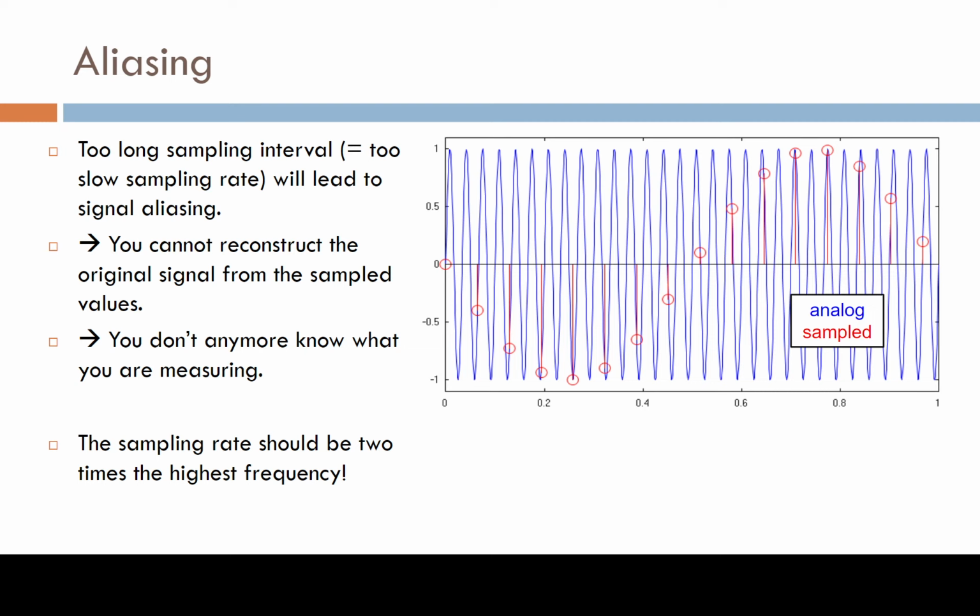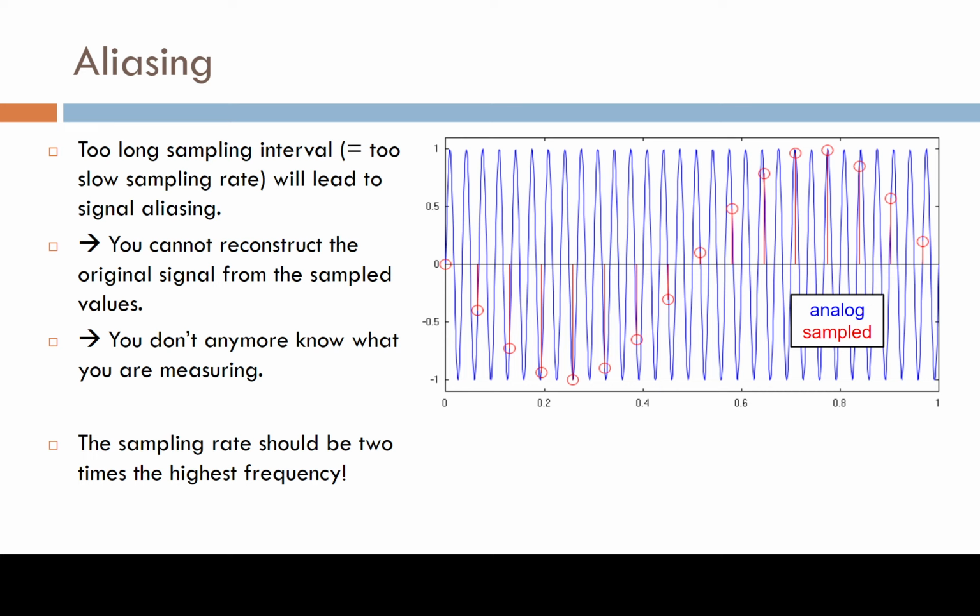Here we have the analog signal in blue, and then the red ones are sampled at quite a low sampling rate. And as you can see, it still looks like a decent signal. It's a sinusoid, just like the analog, but it's totally messed up. It's not the same signal anymore. So basically, you don't know anything about what you are measuring.